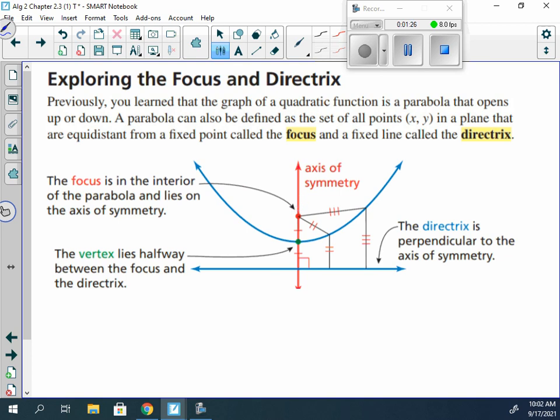Exploring the focus and directrix. Previously, you learned that a graph of a quadratic function is a parabola that opens up or down. A parabola can also be defined as the set of all points x comma y in a plane that are equal distance from a fixed point called the focus and a fixed line called the directrix. Focus and directrix.